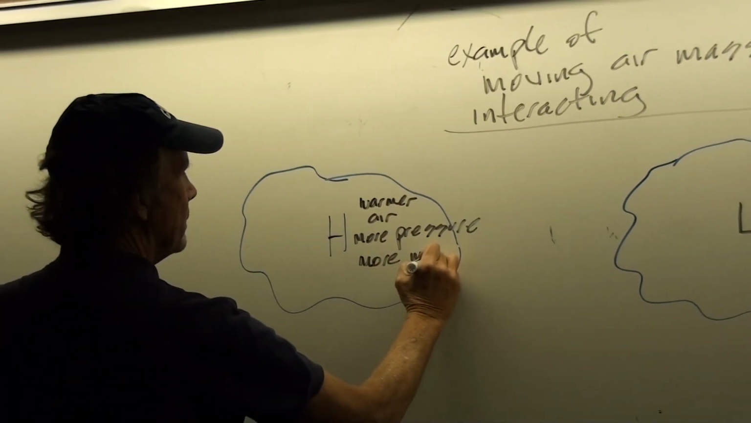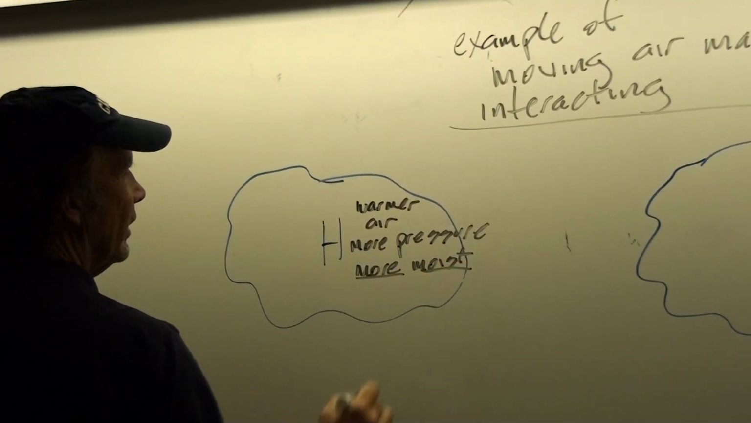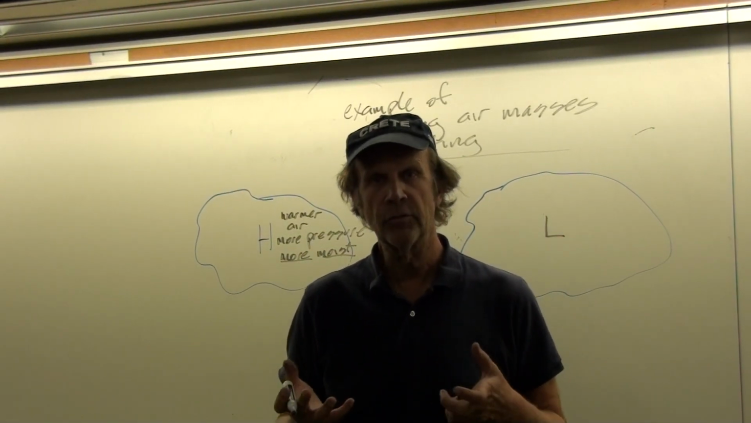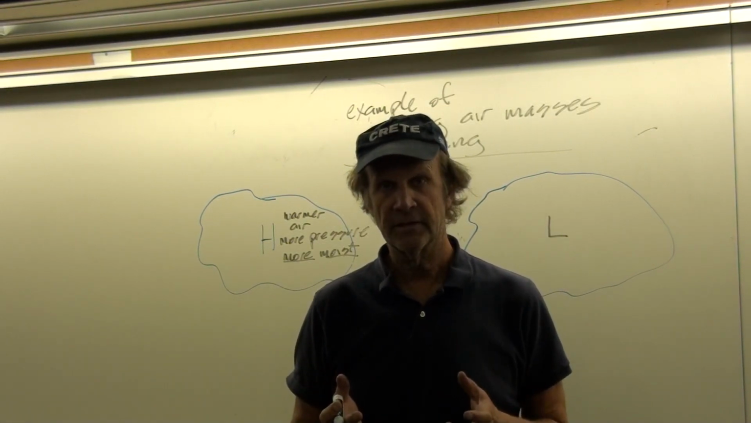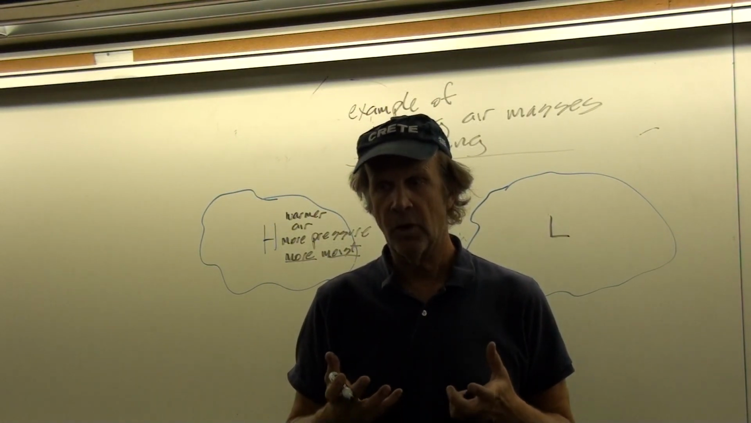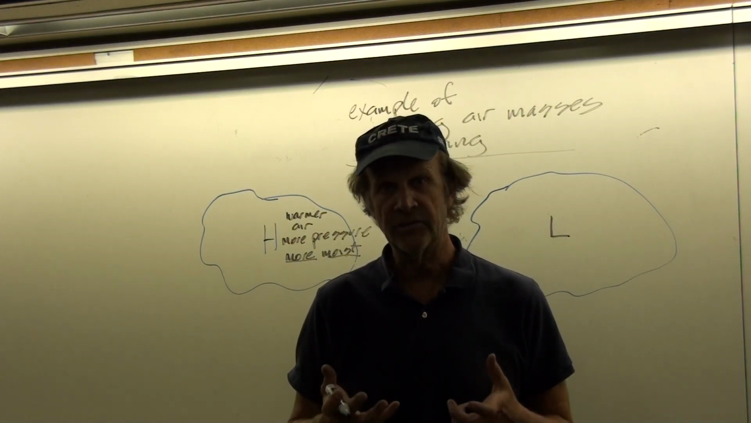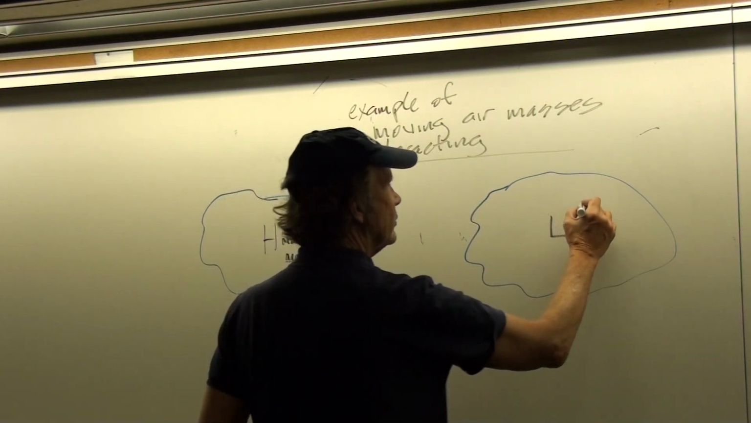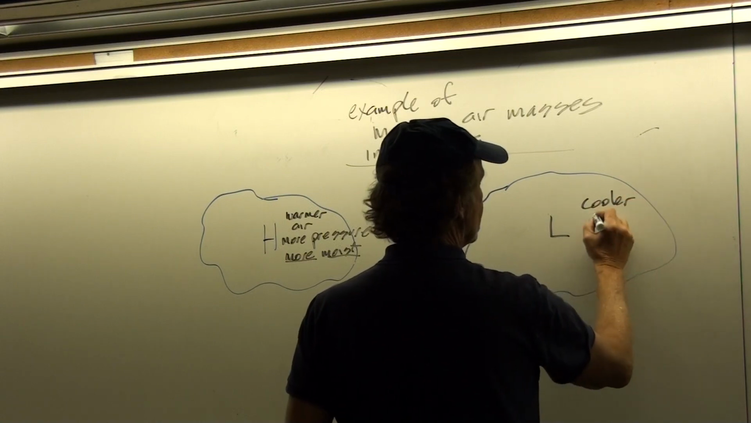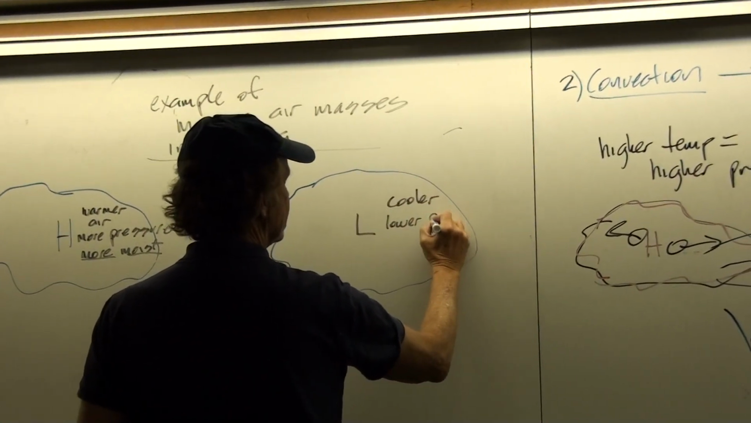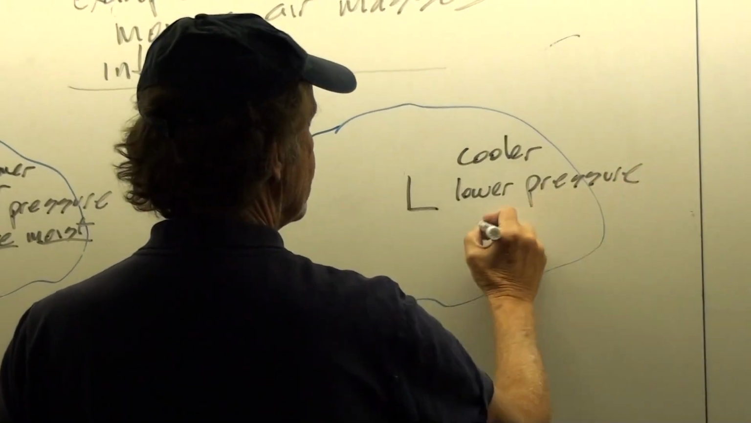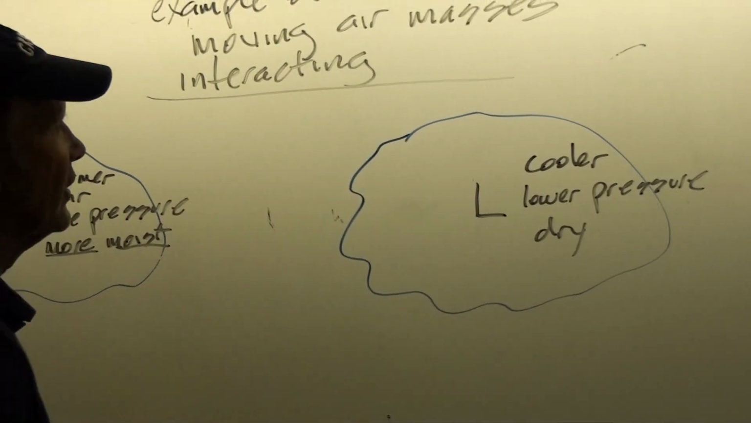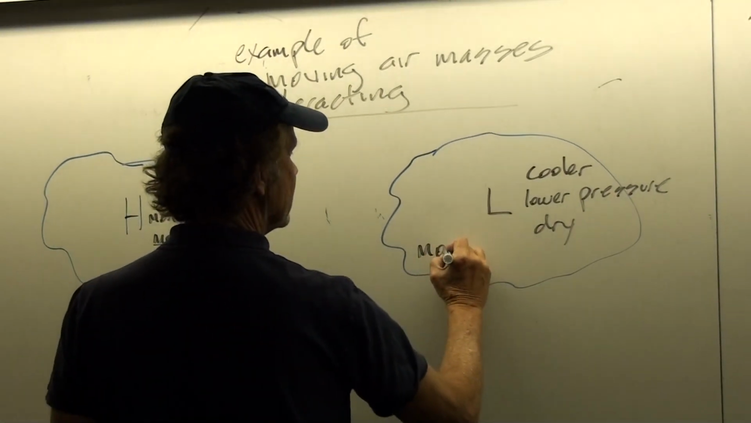Why more moist? Well, because higher temperature air can keep more liquid water in the vapor state, and so can support water molecules that are in the gaseous form. And so in other words, low pressure air tends to be cooler, of course, lower pressure by definition, and dry. Now, because it's cooler and lower pressure, it also tends to be more dense.